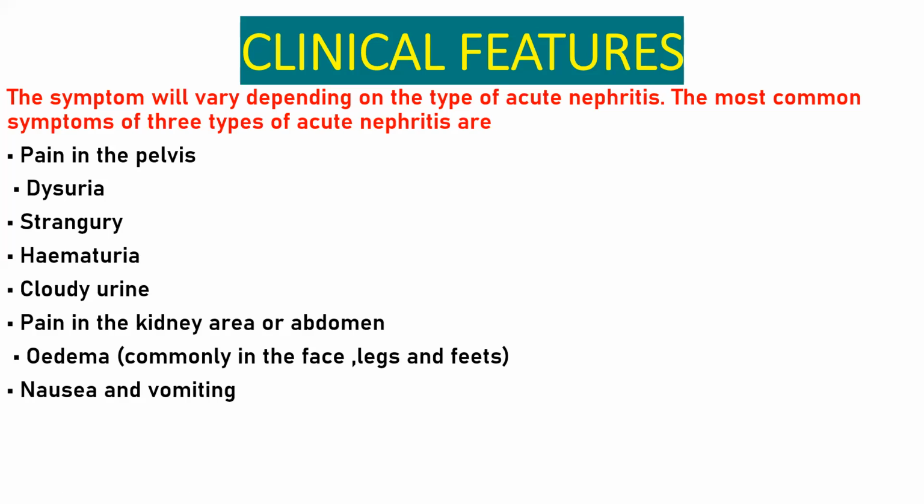So coming to the next, nausea and vomiting. These are very common: nausea, vomiting, and fever, hypertension, all these things you will see. So these were all the common symptoms that we find in all the 3 types of acute nephritis. So do you all understand all these points?